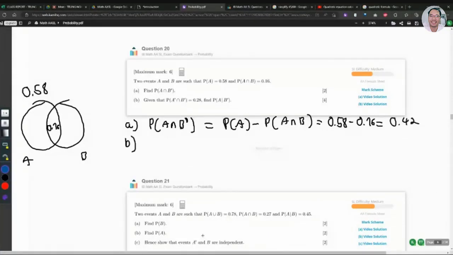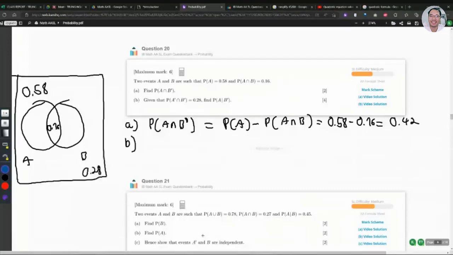Given that the probability of A and not B, the outside, the area in the rectangle, yes, outside. Find the probability of A given B, similar to the question that we've done, meaning using the formula of conditional probability.